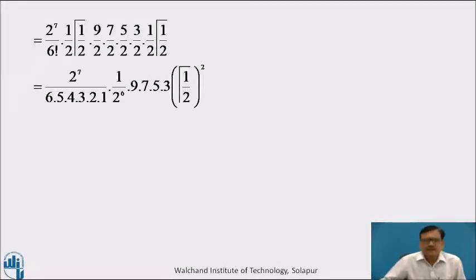Further simplifying, we can write 2 raised to 7, and gamma of 7 we can write 6 factorial, and gamma of 3 by 2 we can write 1 by 2 into gamma of 1 by 2. Similarly, gamma of 11 by 2 can be written as 9 by 2 into 7 by 2 into 5 by 2 into 3 by 2 into 1 by 2 into gamma of 1 by 2.